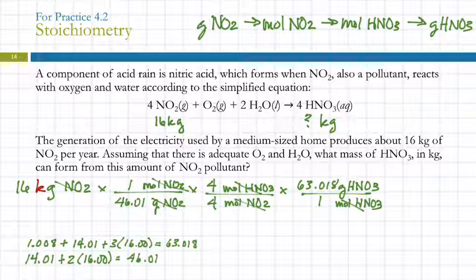So let's do the math. 16 divided by 46.01 times 4 divided by 4, times 63.018. My starting number had 2 significant figures. Nothing else has less than that, so I'm going to end up with 2 sig figs. So there's my 2 sig figs, write down 2 extras. And so I would say 22 kilograms of nitric acid.